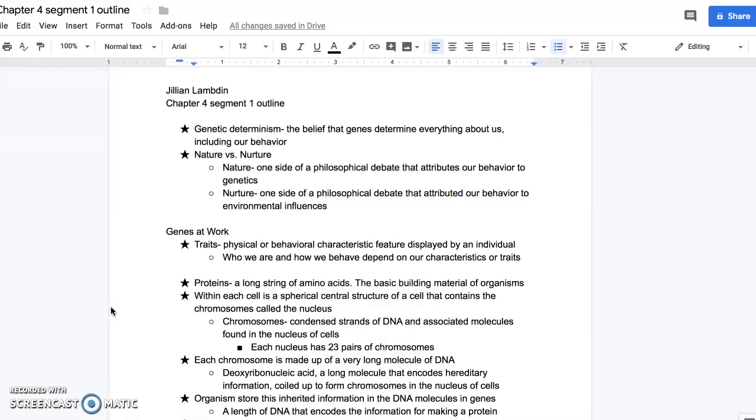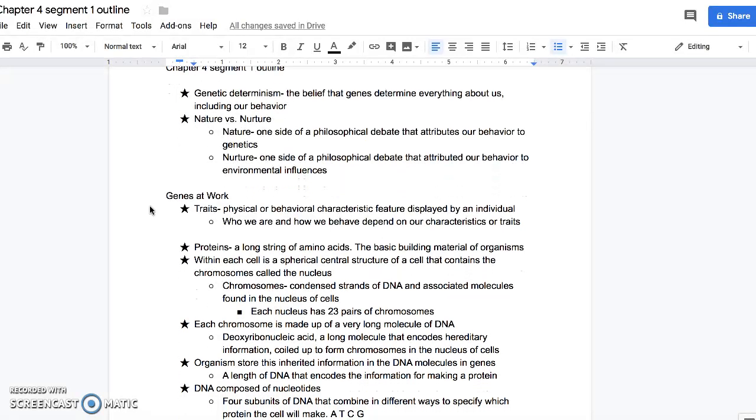Genetic determinism is the belief that genes determine everything about us, including our behavior. So, to understand why the idea of genetic determinism of behavior is wrong, we need to first understand some basic principles of how genes work and how they affect behavior.